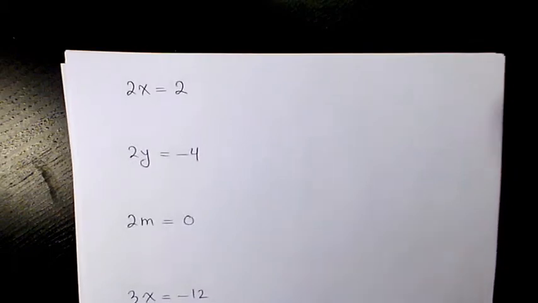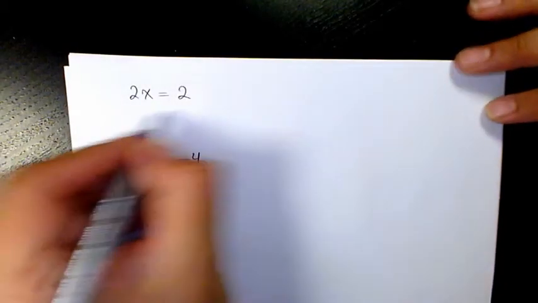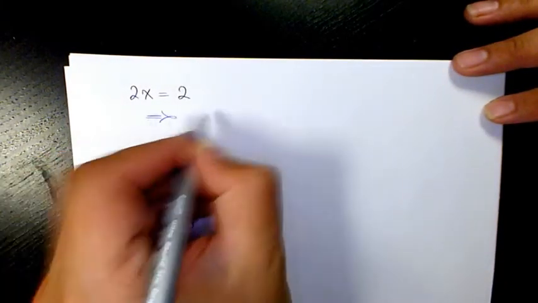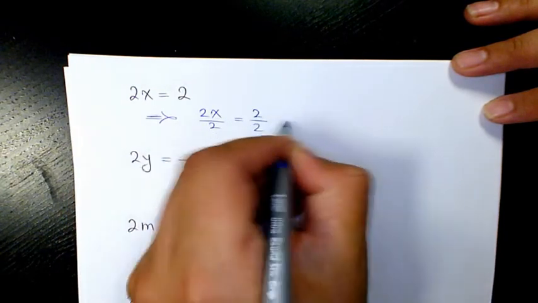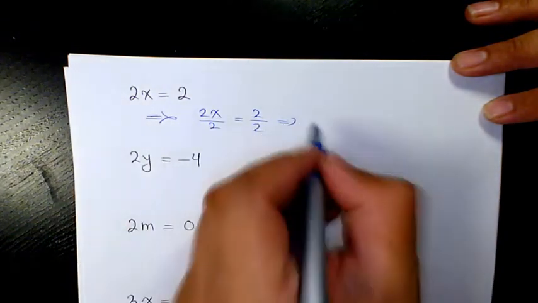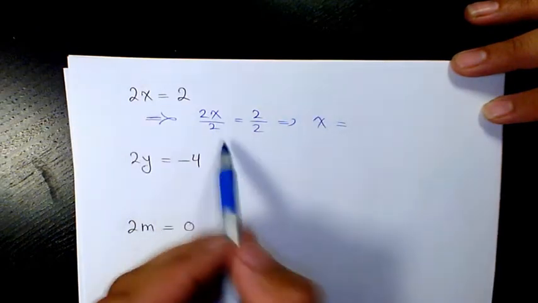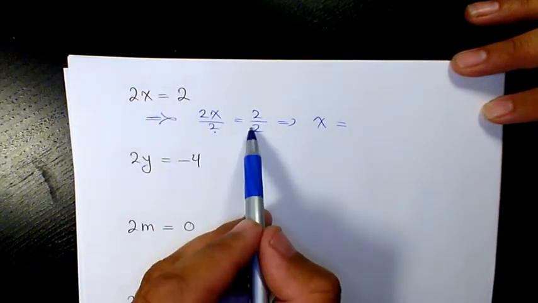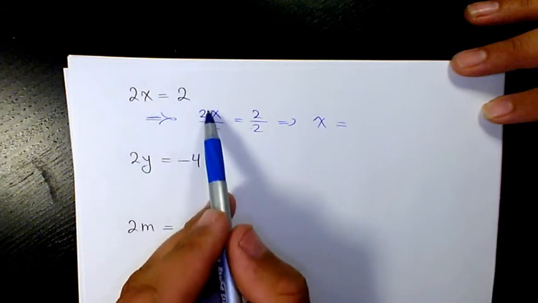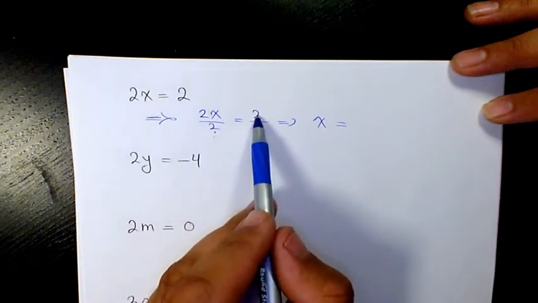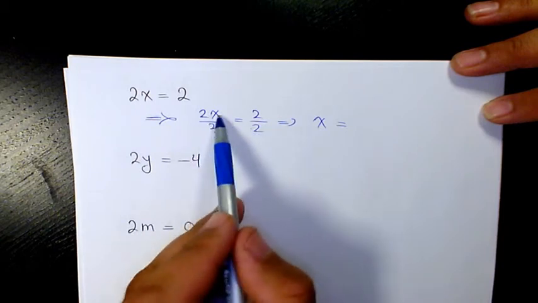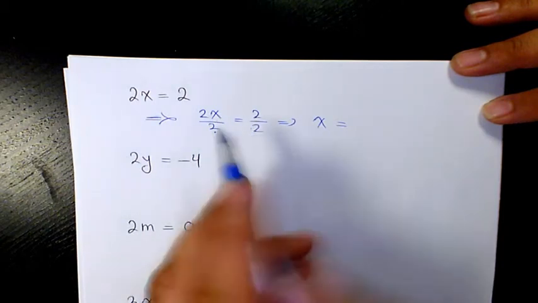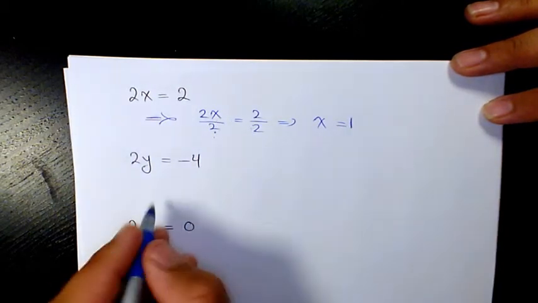Next one, 2x equals 2. So I can divide both sides by 2. So 2x divided by 2 is going to be x. Remember, whatever you do on this side, you need to do on the other side. So I divided the left hand side of the equation by 2. So I need to do the same thing on the right hand side. So 2x divided by 2 is going to be x. 2 divided by 2 is going to be 1. So x equals 1.